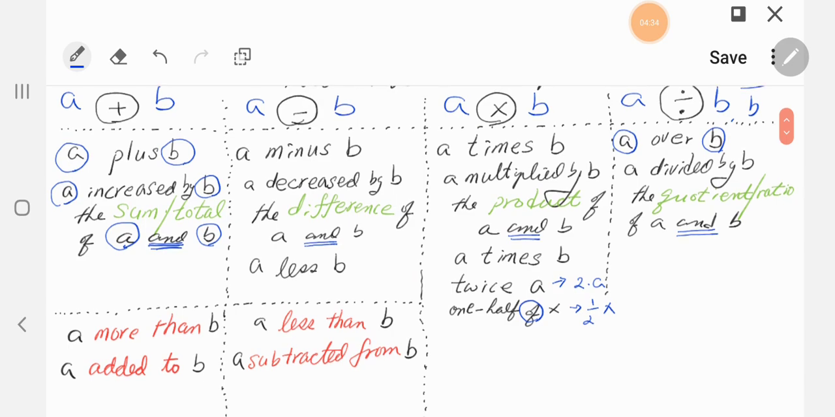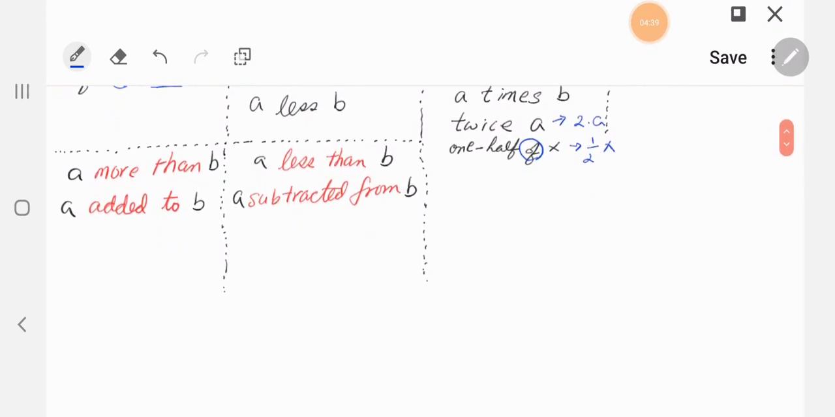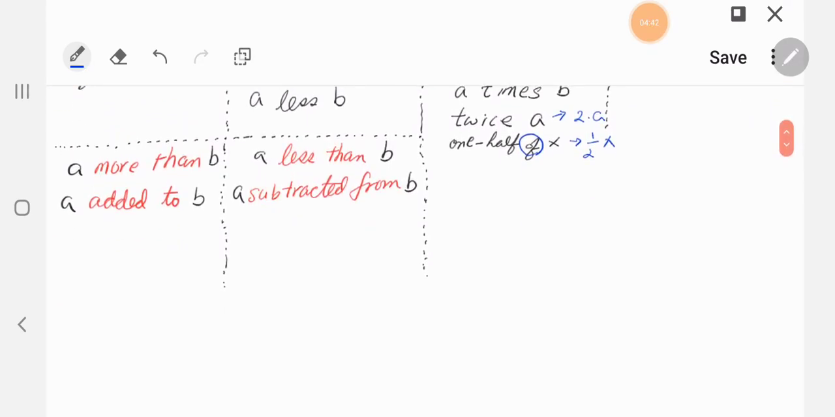But sometimes the second number comes first. So b comes first. This is a special case. Whenever you have a phrase like a more than b, here is the comparison, then more than or less than, then the second number comes first. So b comes first. So this is b plus a, always. A less than b means what? B minus a. The second part comes first.